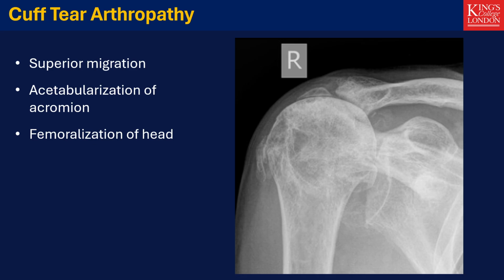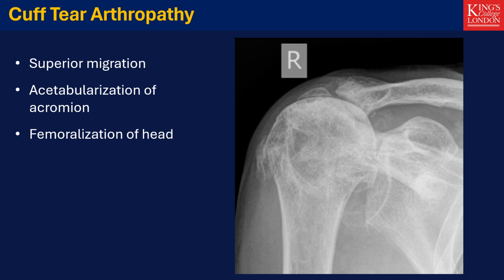Cuff tear arthropathy represents advanced rotator cuff insufficiency with degenerative remodeling. Marked superior migration and osseous remodeling distinguish this form from primary osteoarthritis. This radiograph demonstrates cuff tear arthropathy. There is marked superior migration of the humeral head with near complete loss of the acromial interval.